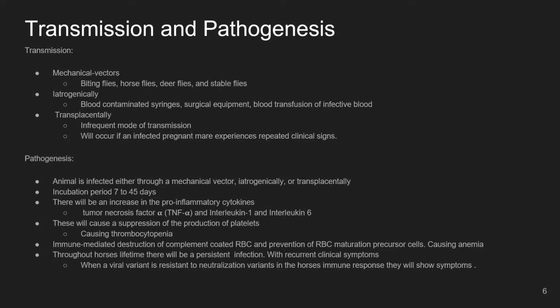Another mode of transmission is iatrogenic, which is defined as an illness caused by medical examinations or treatment. So this form of transmission is from the contamination from blood of an infected animal on syringes or other medical equipment. And finally, the most rare is transplacental. It's very infrequent, and it will occur if the pregnant mare experiences repeated episodes of infection. However, this is very rare.